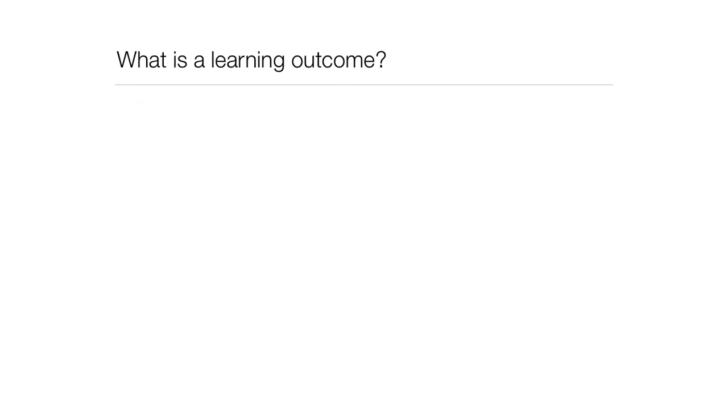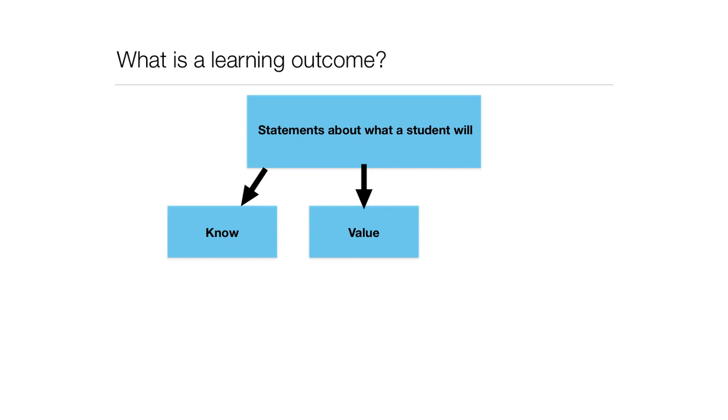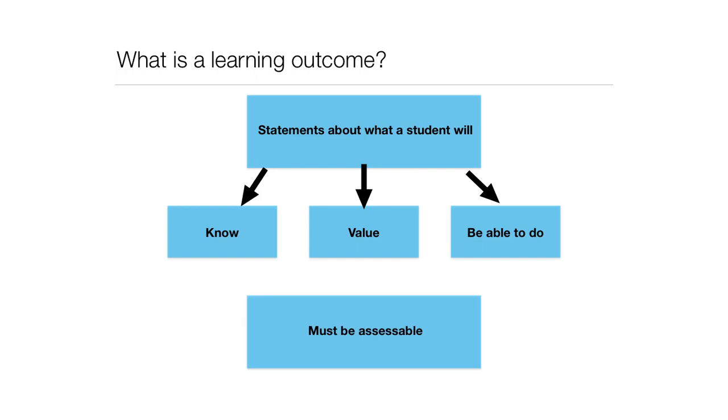So, what is a learning outcome? It's a statement about what students will know, value in your course, and be able to accomplish at the end. They have to be accessible.